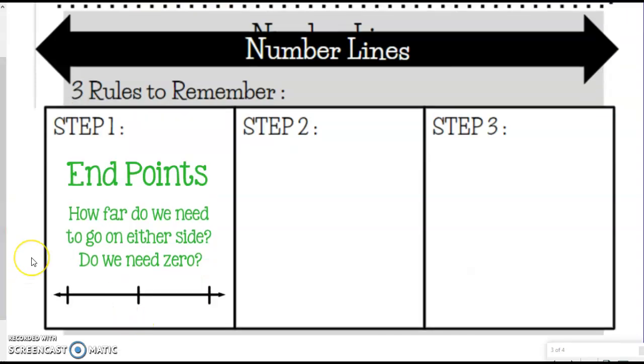So when we're thinking about those endpoints, it's a good visual for you. So if we're asking if we need 0, how far on either side do we need to go, all that kind of stuff, and that's going to just be based off the numbers you have, okay?